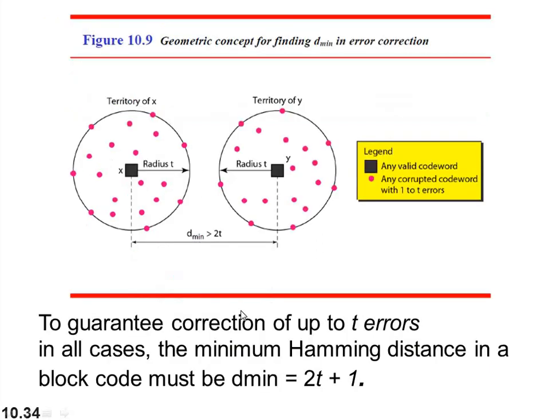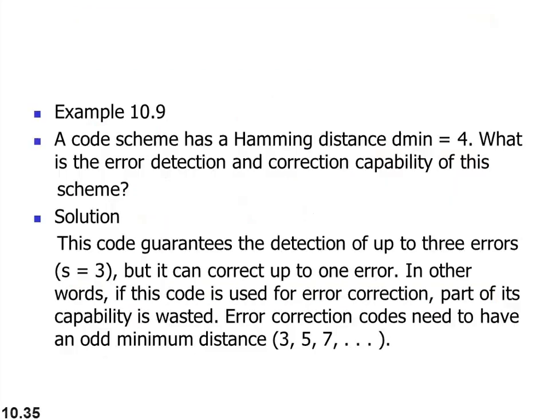And if you want to correct errors, then d min should be greater than 2t. So if you want to correct t errors, then your d min should be equal to 2t plus 1. Only then can you correct t errors. So if you want to correct 2 errors, then your d min should be 2 into 2 plus 1, that is, d min must be 5. So this distance you have to adjust.